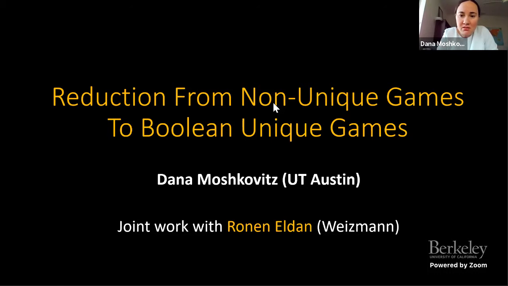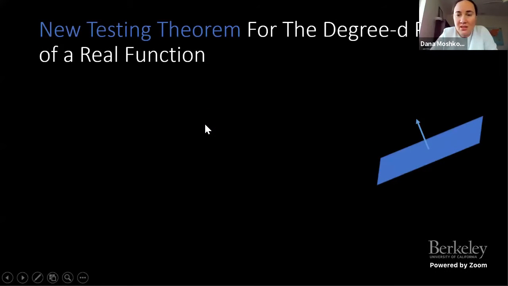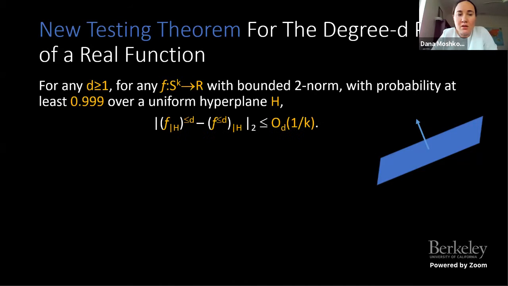So let me start by saying that the heart of this work is actually a new testing theorem. It's a testing theorem for real functions, functions that get real input and have real outputs. And it asks about the degree D part of such a function, for D, think of constant D, maybe D equals 1 or 2 or 1,000, but some constant degree. So here is the theorem.